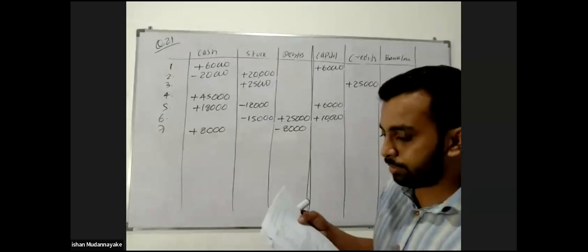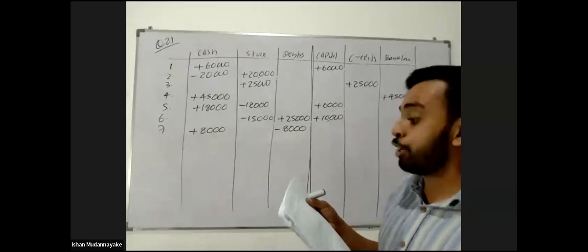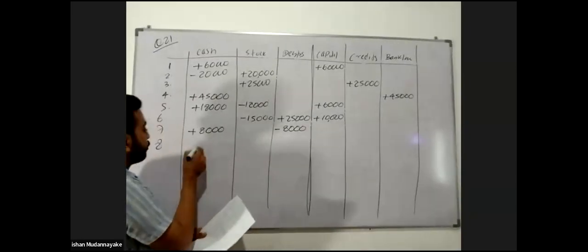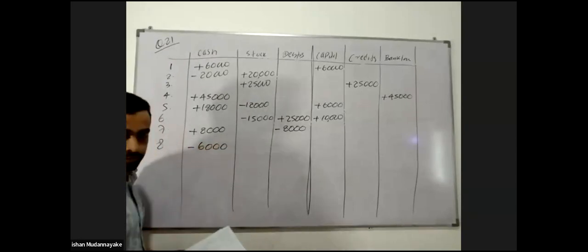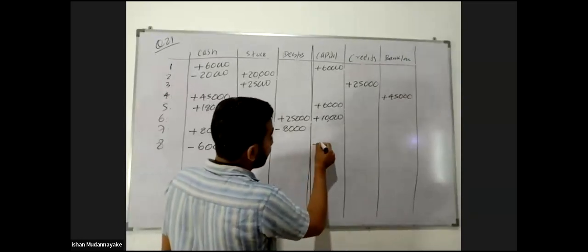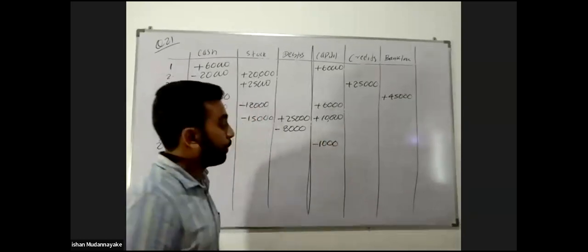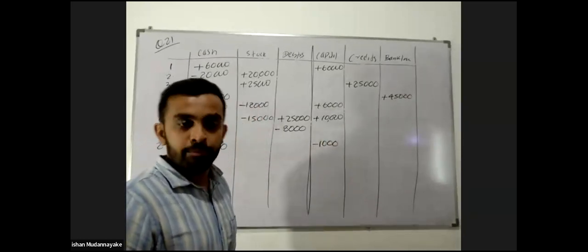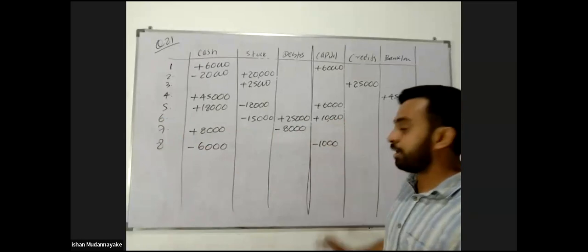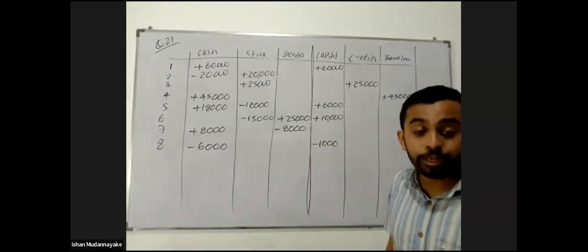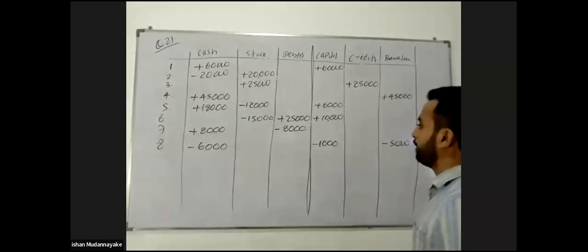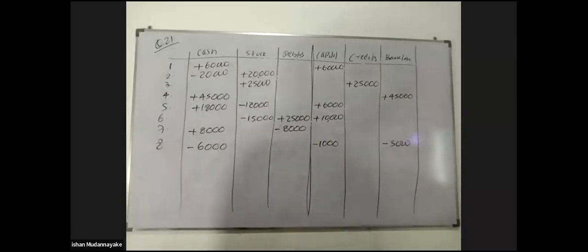Transaction number 8. Paid bank loan installment 6,000, including 1,000 interest. The business paid 6,000, so cash decreased by 6,000. In that 6,000, 1,000 belongs to interest, an expense, so capital minus 1,000. The balance amount, bank loan, minus 5,000. Question is done.